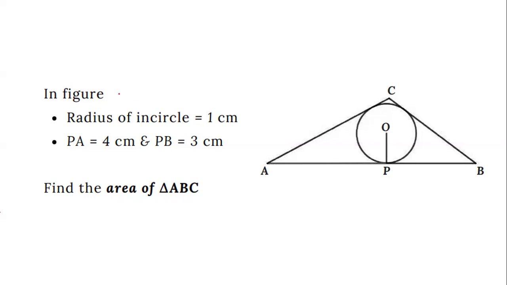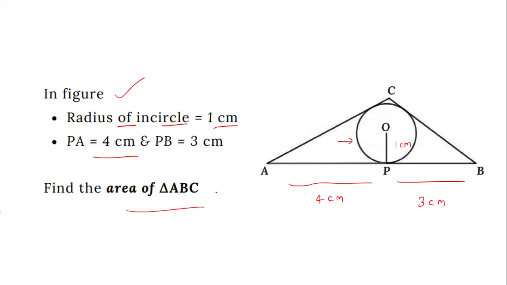In this problem, it is given that in the figure the radius of the incircle is 1 centimeter. You can see that this is the incircle of triangle ABC, and the radius is 1 centimeter. PA is given as 4 centimeters and PB is given as 3 centimeters. We have to find the area of triangle ABC. You first try, then we start the solution.